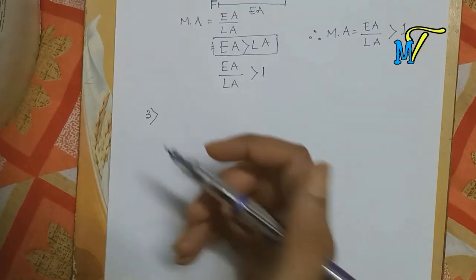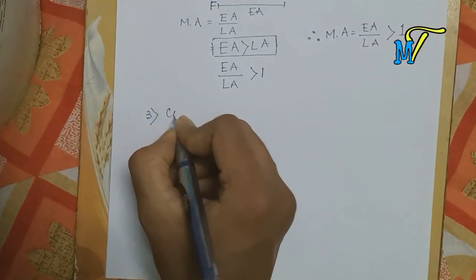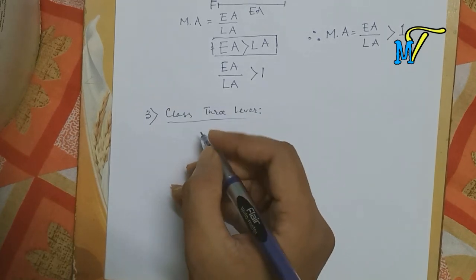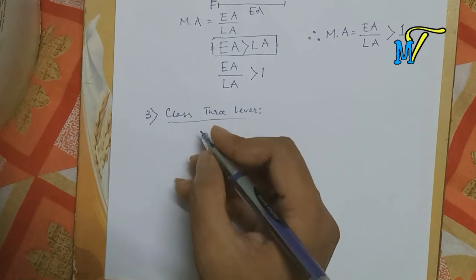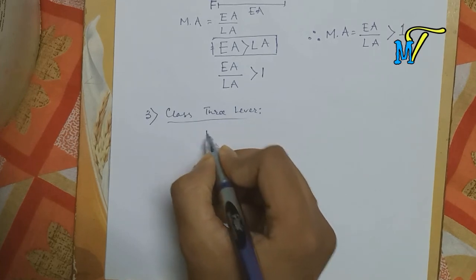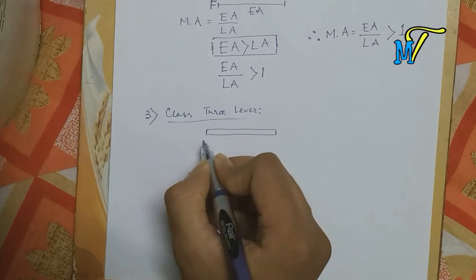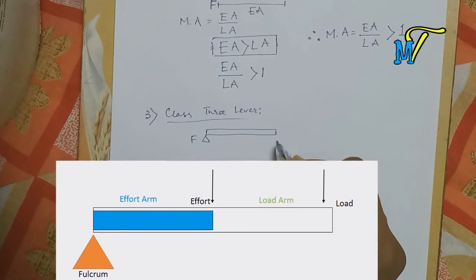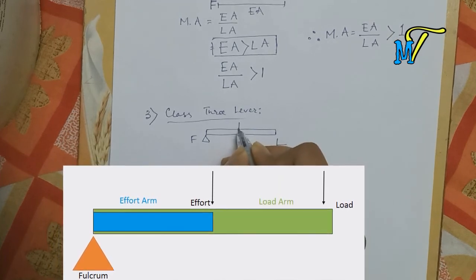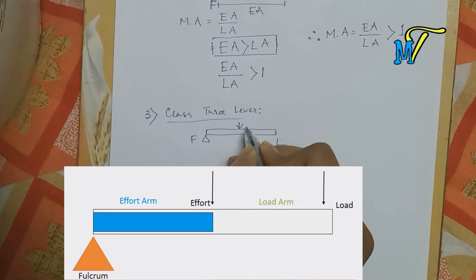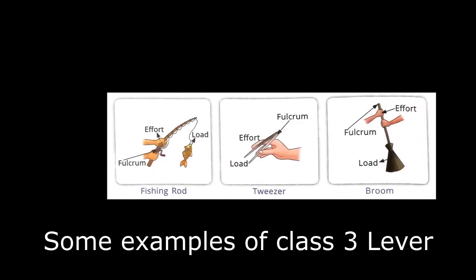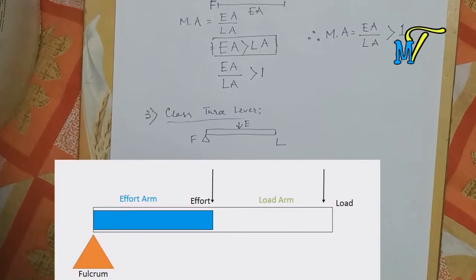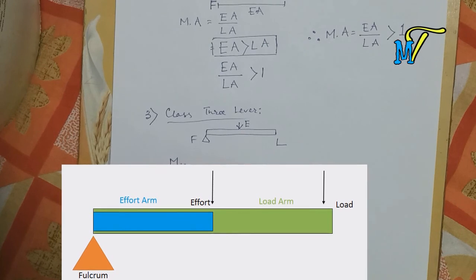Now comes the third number, that is class 3 lever. So what is the position of this class 3 lever having the fulcrum, load and effort? It is just like this. Consider this as a rod, and on one side it is having the fulcrum, on the other side it is having the load, and in between there exists the effort. So what are the examples of class 3 lever? These are visible on the screen. So now let us calculate the mechanical advantage of class 3 lever.